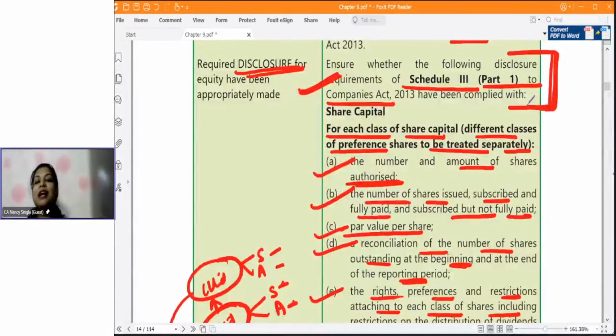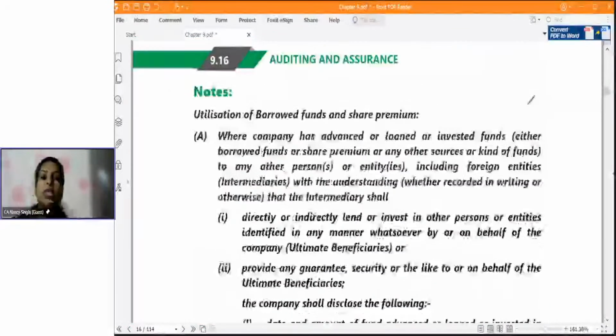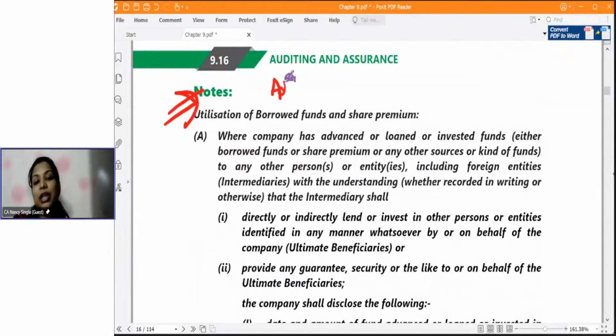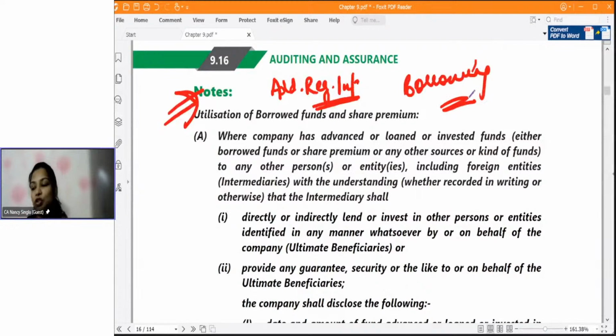With this, we have completed our topic of verification of share capital, though a simple topic. With respect to the notes to accounts, this is the additional regulatory information, which I'll be covering once we have covered the borrowings topic in this book. After that I'll be taking up this topic. So except for this, we have covered the topic of share capital in detail.